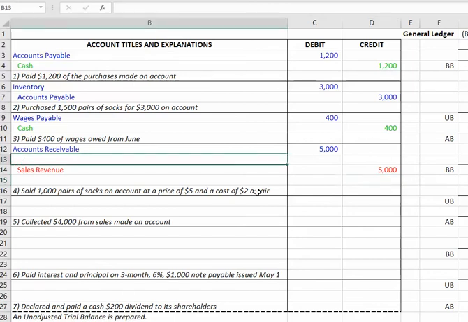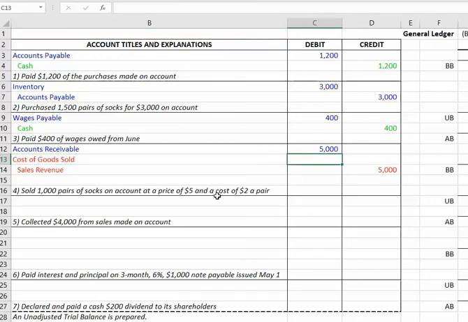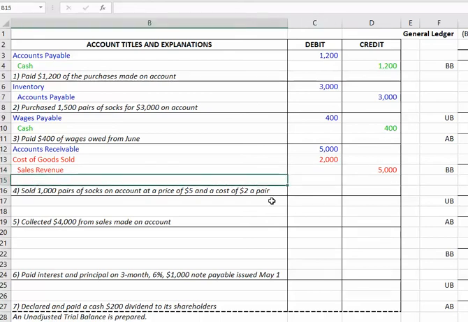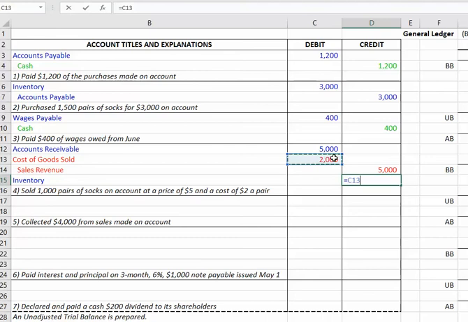I also have to show cost of goods sold. That's an expense. It's the using of my inventory, and the amount I'm using is the socks have been costing $2 a pair. You have to look back at what you paid for them to know what the cost is per sock if it's not given to you in the description. And credit inventory is your corresponding $2,000 credit to balance this debit of $2,000.